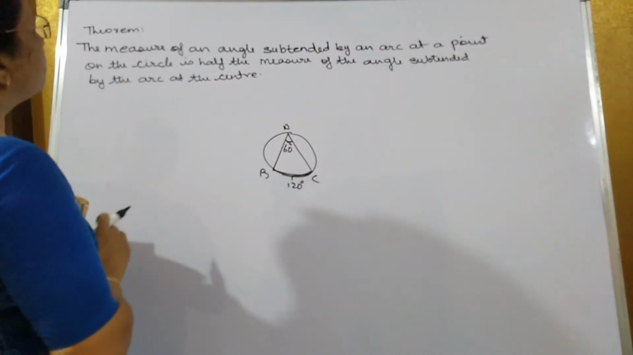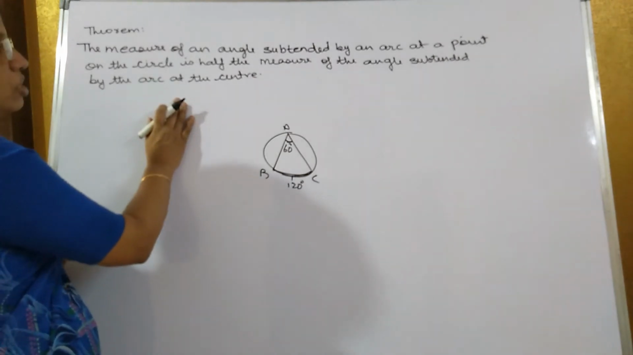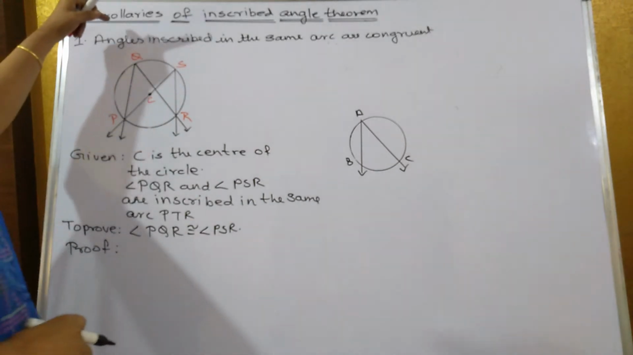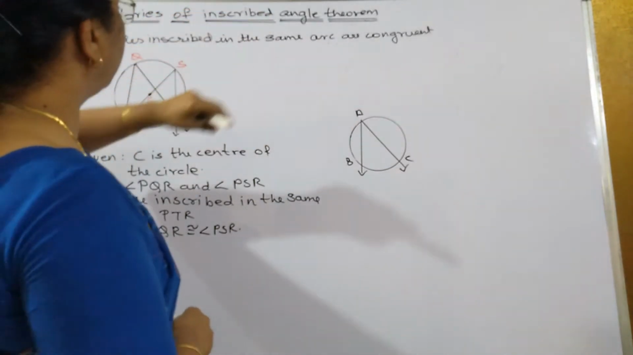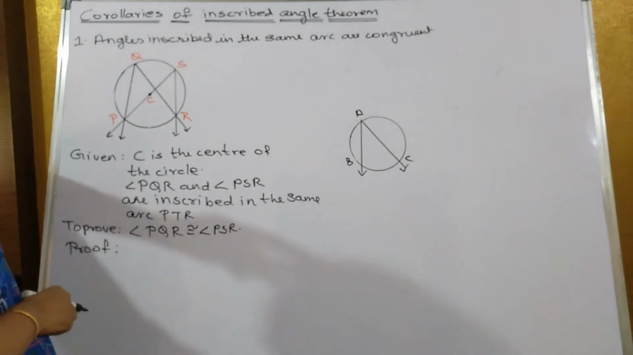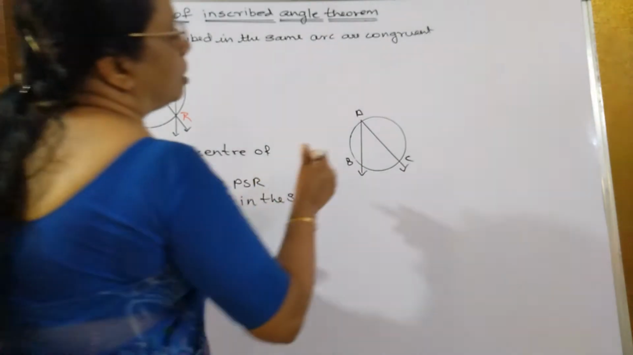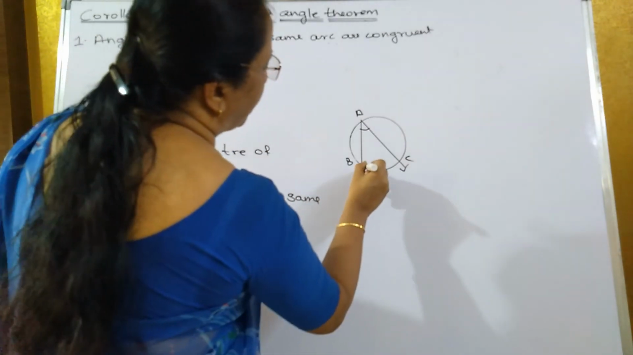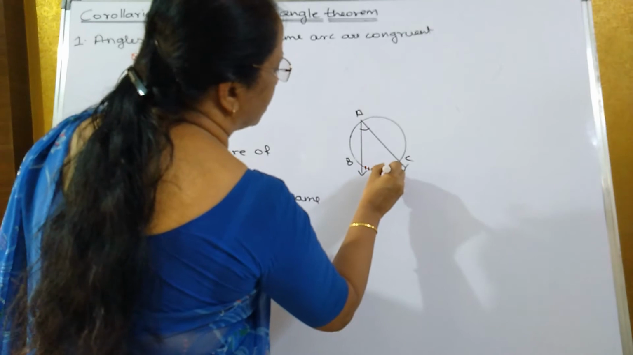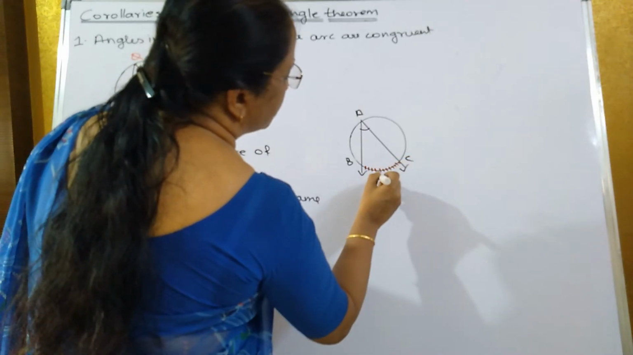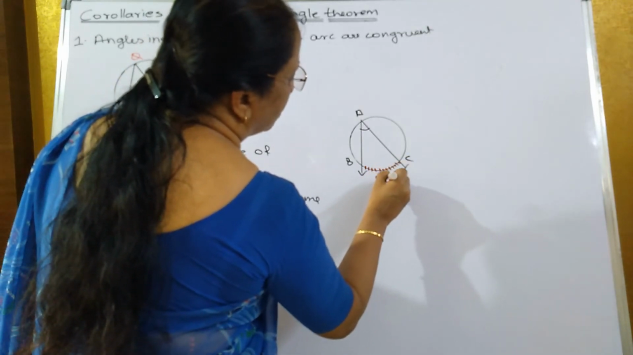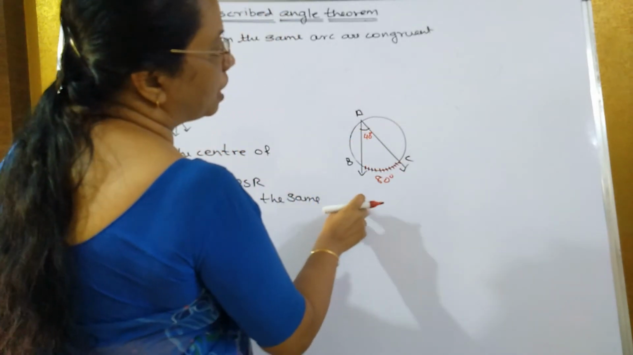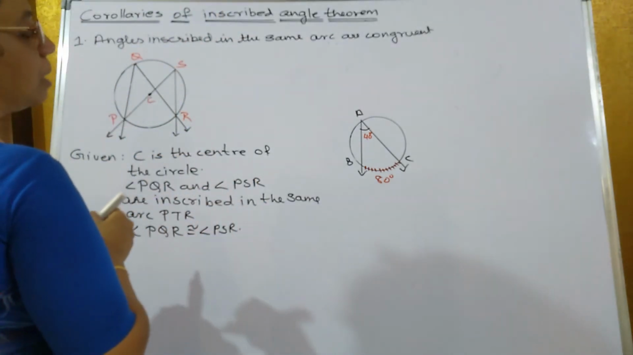Now we will prove the corollaries which are based on the inscribed angle theorem. Now corollaries of the inscribed angle theorem. The first one is angles inscribed in the same arc are congruent. Now if this is the angle, the intercepted arc of this particular angle is what? Which one? This one. This one is the intercepted arc. So if this arc is 80 degrees, then what will be the measurement of this? 40 degrees. So this angle will be half of the intercepted arc, which we had studied in the inscribed angle theorem.